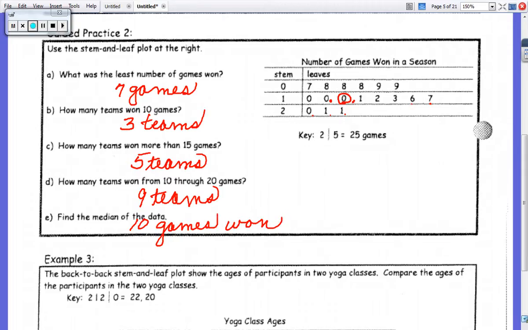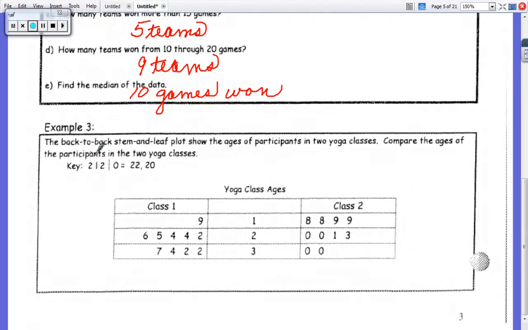All right, let's go to the last question. The back-to-back stem and leaf plot, this one and that one, show the ages of participants in 2 yoga classes. Compare the ages of the participants in the 2 yoga classes. Okay, the median, let's look at them. Okay, the lowest age here is 19 and the highest is 37, so the range is 18, and when you take the same numbers here, they go from 18 to 30. Okay, and that's a range of 12.